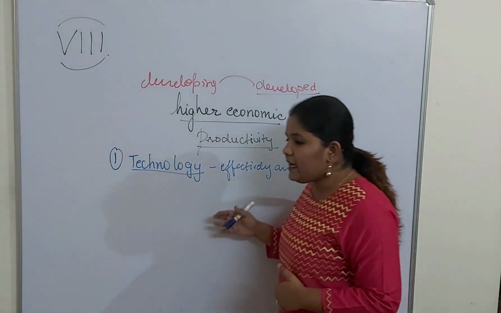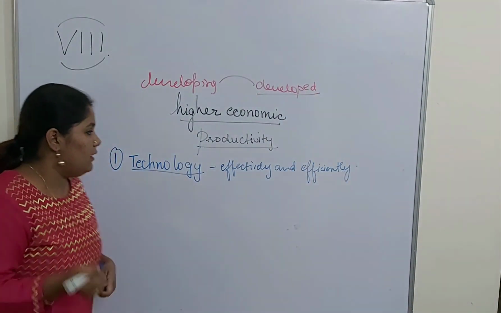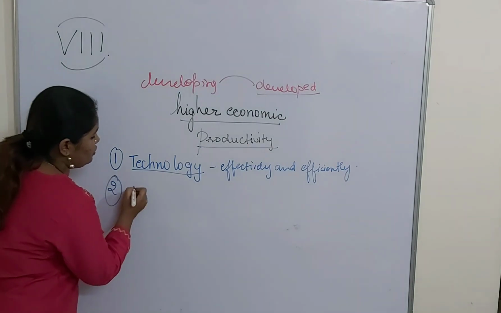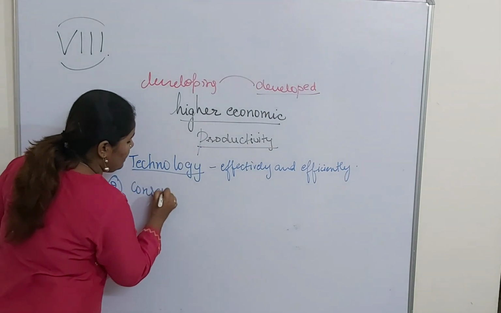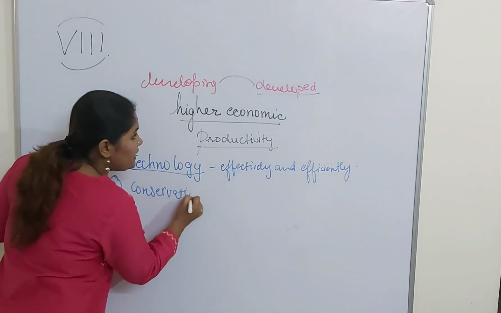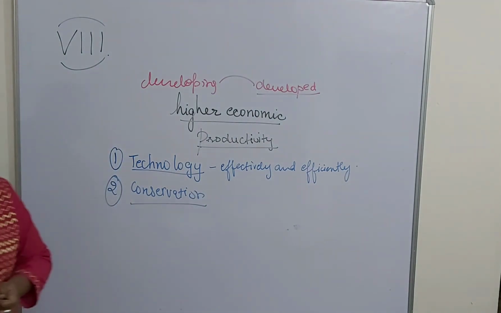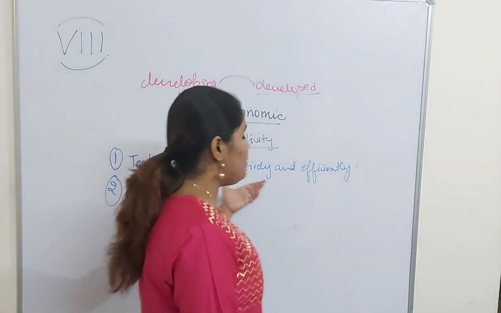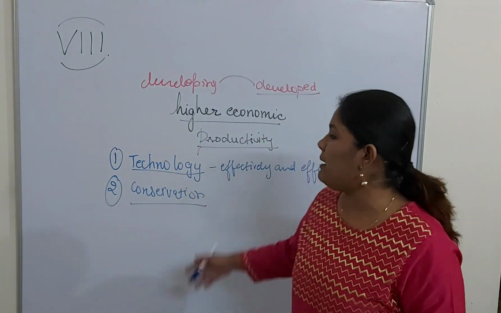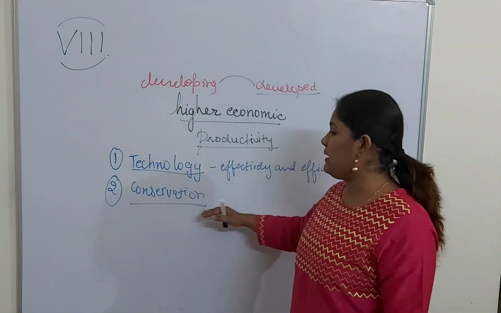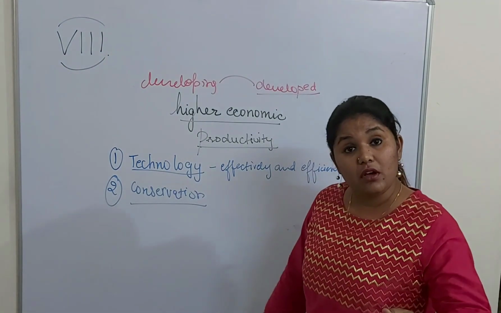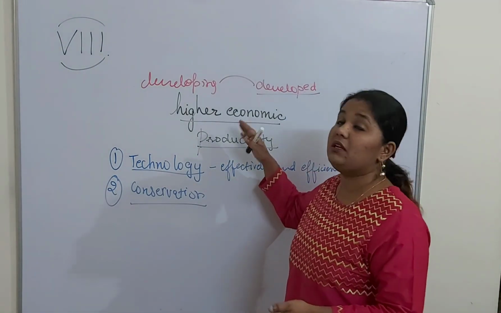Now the second point is the conservation of resources. A very important method for increasing high economic productivity is conservation of resources. Now why? You must be assuming, आपको लग रहा होगा कि मैम अभी तो कह रही है टेक्नोलॉजी बढ़ाओ, फिर आप कह रहे हैं कंजर्व करो. Conservation of resources is very much necessary to increase productivity.